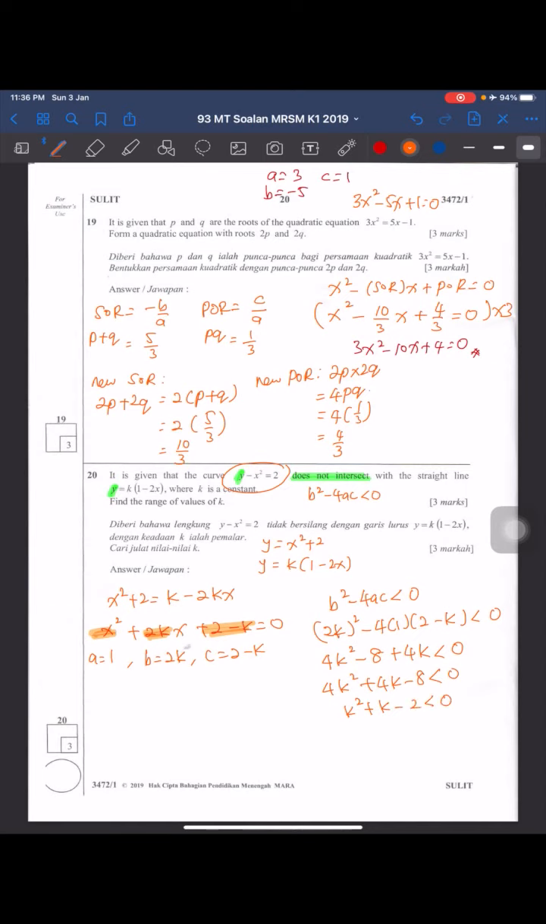So seperti biasa kita factorize. So we can get (k minus 1)(k plus 2) is less than 0. So macam biasa kita ada roots negative 2 and 1. Okay, less than. So we get k between negative 2 and 1. So this is our answer.